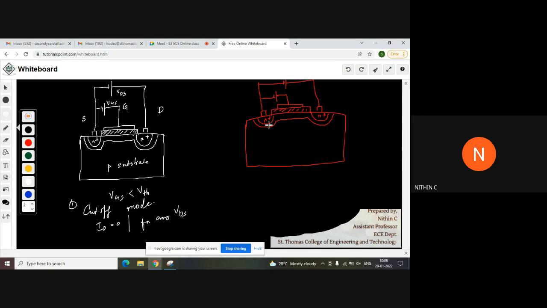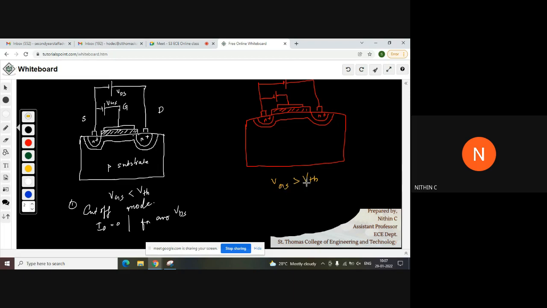Okay. In this case, the figure will be the same. One difference only will be there. That is, I am applying VGS, a gate source voltage which is greater than VTH. That's the difference over here. I am applying a VGS which is greater than VTH.